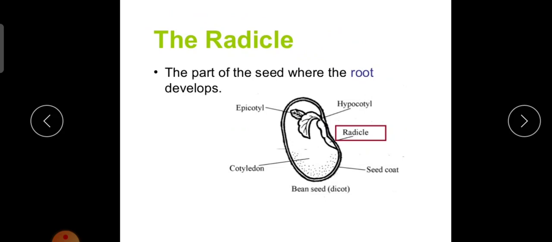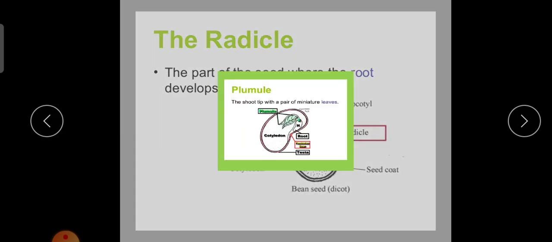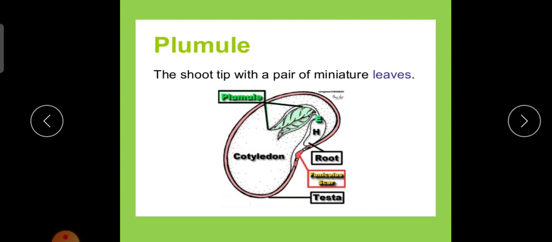The radicle, already discussed, is the part of the seed where the root develops. The root develops from the radicle of the seed. The root which develops from the radicle of the seed is known as the tap root. The root which arises from any other part of the plant is known as a fibrous root. Plumule: the part of a seed from which the shoot arises, and from the shoot, stem, leaves and branches arise.